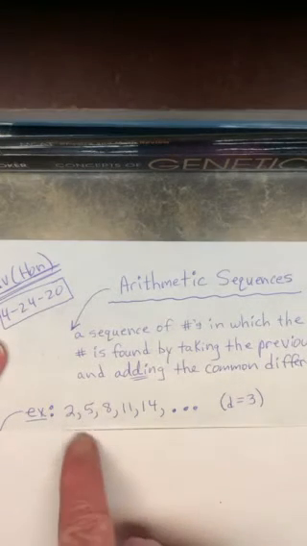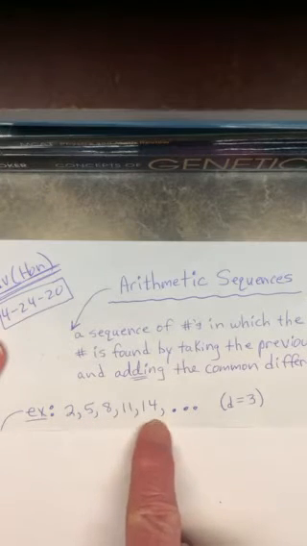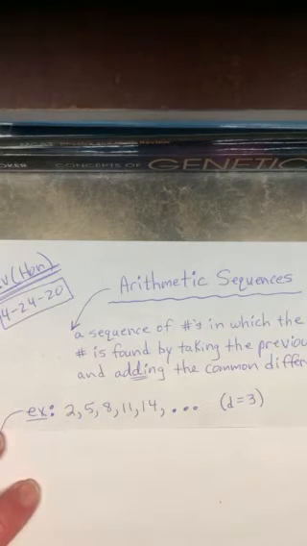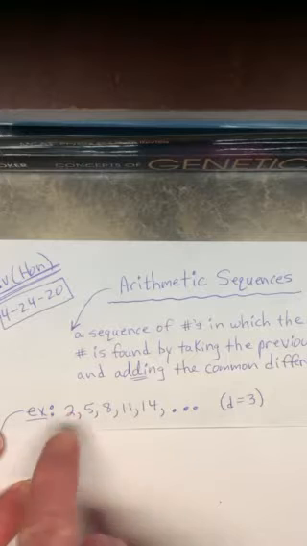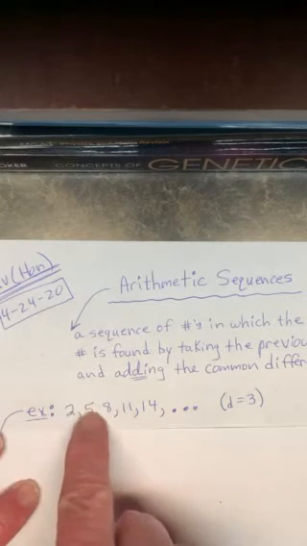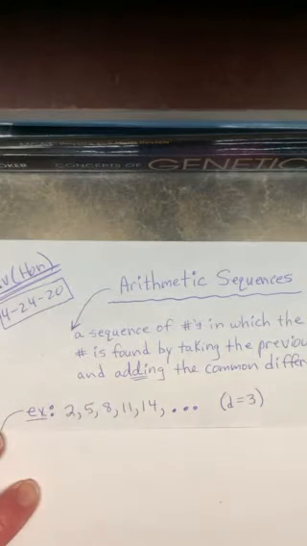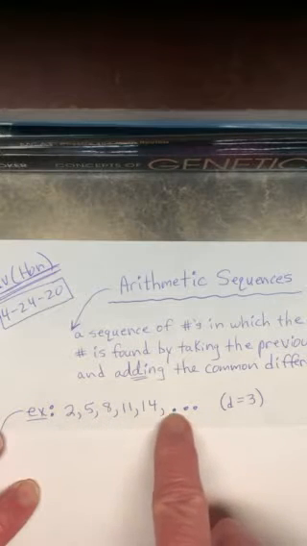All right, simple example. Here we go. 2, 5, 8, 11, 14. I mean, my gosh, I could ask a first grader, do you see a pattern there? Obviously, we're taking the previous number and we're adding 3 every time. 2 plus 3 is 5. 5 plus 3 is 8. 8 plus 3 is 11, and so on.